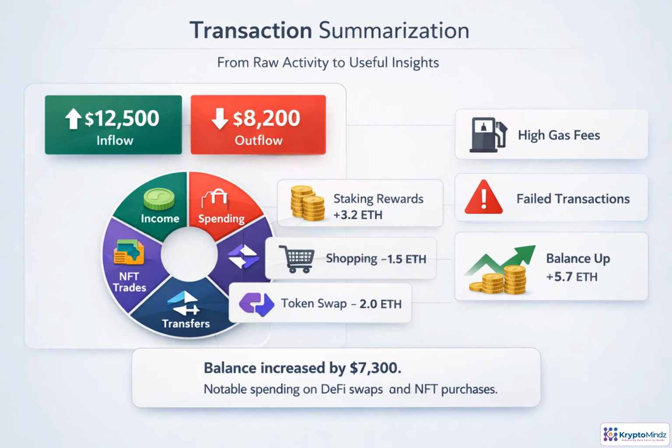Users should not have to inspect every transaction hash themselves. A useful wallet assistant turns activity into a story. Funds came in, funds went out, swaps occurred, gas was unusually high, or some transactions failed. The right level of detail depends on the question. Sometimes a quick weekly summary is enough. Other times the user needs the full breakdown behind it.